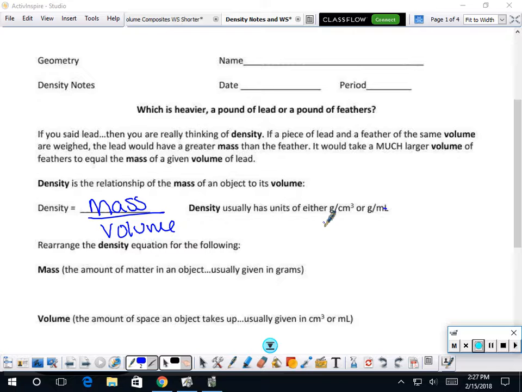Okay, so we have grams per centimeters cubed or grams per milliliter. We're able to rearrange the density formula so that we can either solve for mass or solve for volume. Mass is the amount of matter in an object. It's usually given in grams, so sometimes we will consider this the weight. Sometimes in the problem it'll ask you how much an object weighs. That's referencing the mass of the object.